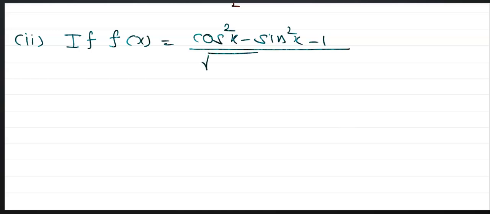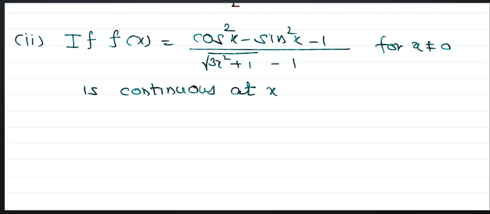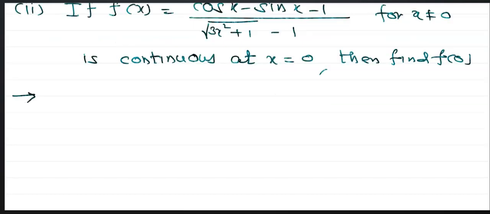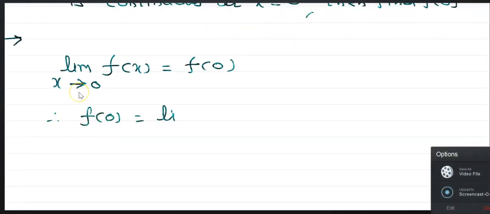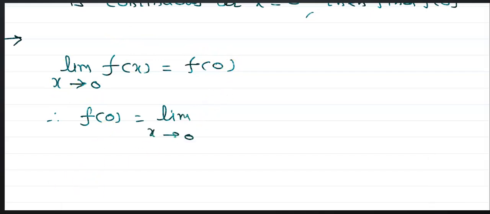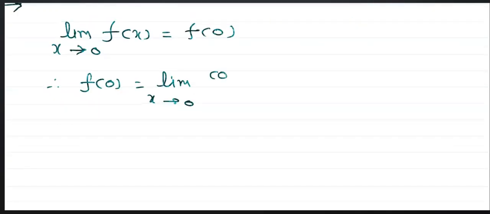Now next is number 2. If f of x is equal to cos square x minus sin square x minus 1 upon root of 3x square plus 1 minus 1 for x not equal to 0, is continuous at x equals 0, then find f of 0. Now the given function is continuous. We want to find only the limit of this given function. This is always the definition: the limit of the function is equal to the value of the function. Therefore f of 0 is equal to limit x tends to 0 of f of x.